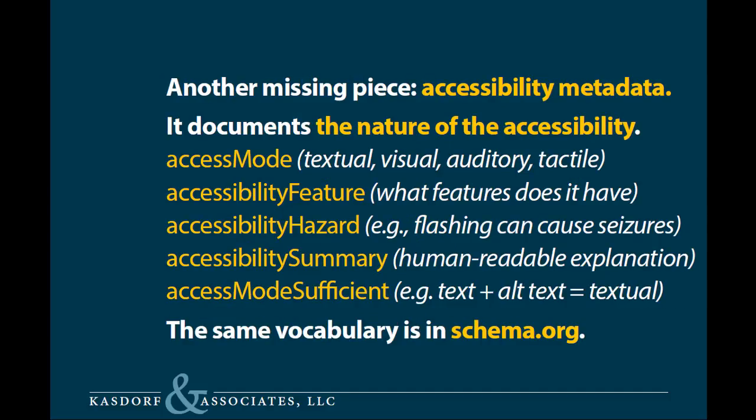So anyway, one last thing, and I'm running out of time, is accessibility metadata. So there's two types of metadata. One describes the nature of the accessibility of the publication, which is how can you access it, what kind of accessibility features does it have, are there any accessibility hazards, usually a human readable description of the accessibility, and then what access mode is sufficient to consume this publication. So for example, if you've got text and the images have alt text, then a textual way of consuming it is sufficient, which means a screen reader will be fine, a blind user can use this.